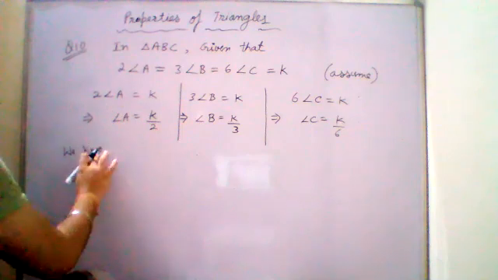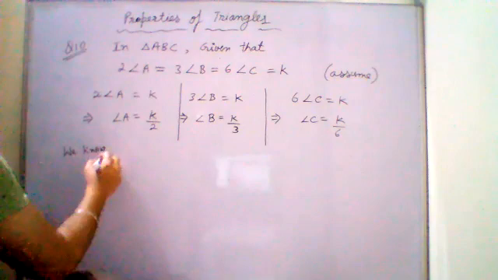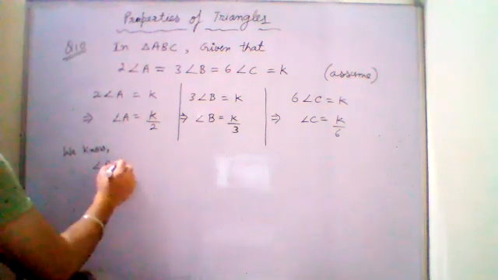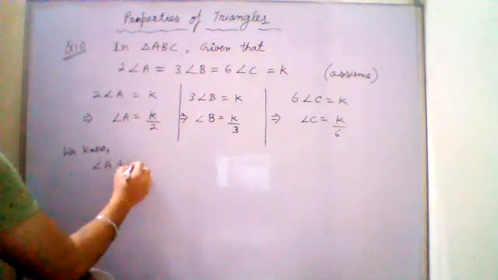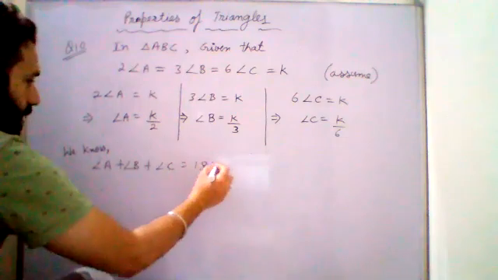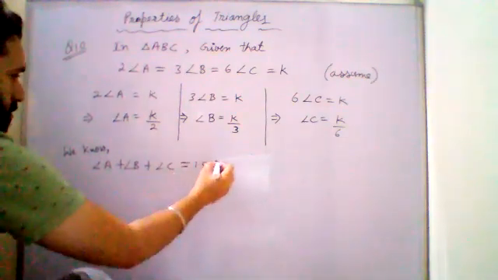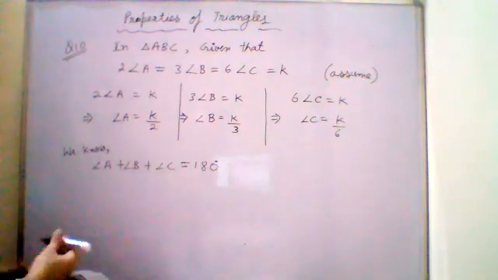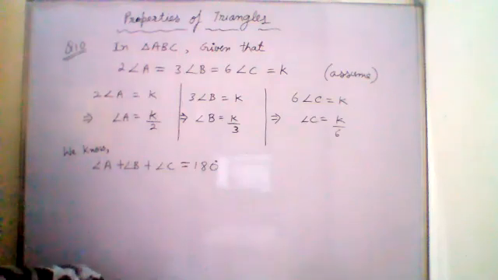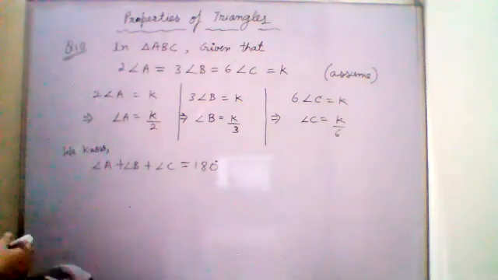And we know that the sum of all the angles of a triangle is always 180. We know that the sum of all the three angles, angle A plus angle B plus angle C, is equal to 180 degrees. You all know this? Yes, sir.